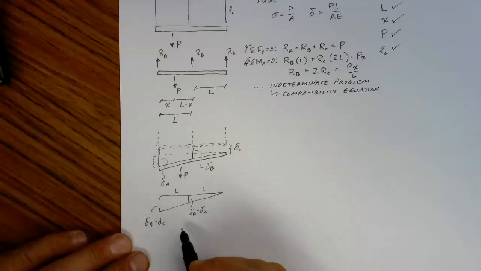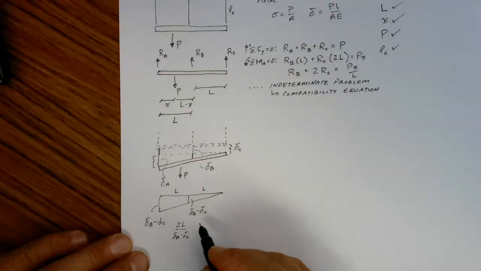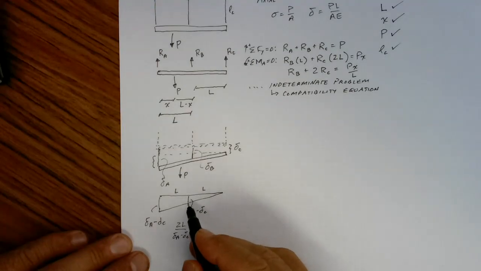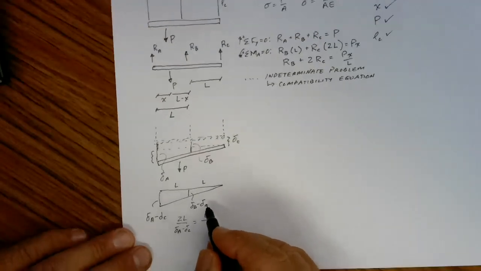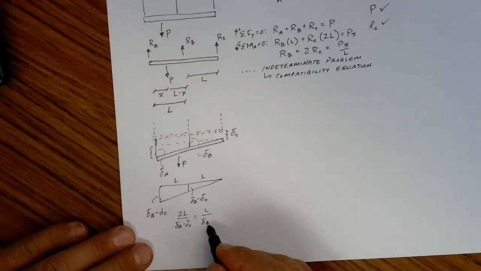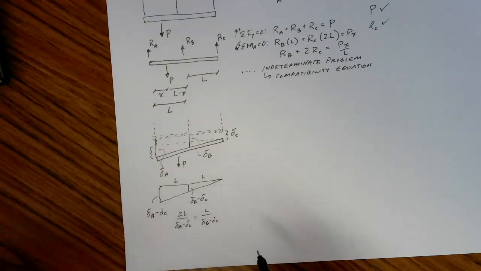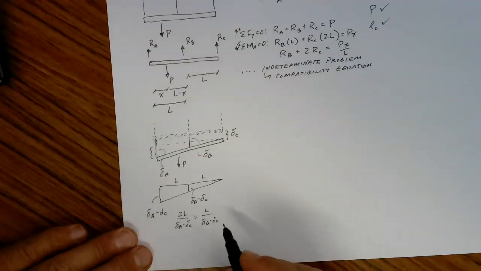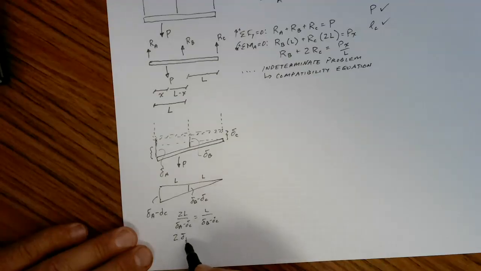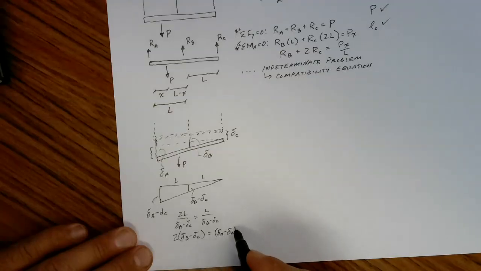Similar triangles tells me that 2L over delta A minus delta C is equal to L over delta B minus delta C. We solve that out, cross multiply: 2 times (delta B minus delta C) cancel out the L's, equals L times (delta A minus delta C). Both of them are times L, so now I'm going to cancel it out.